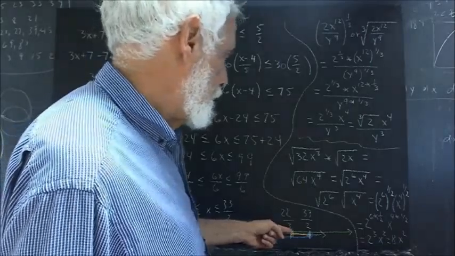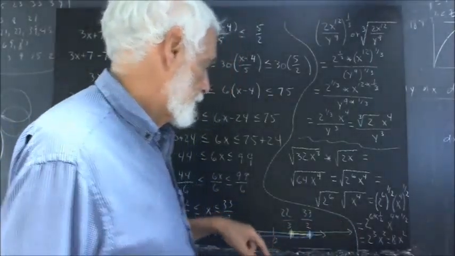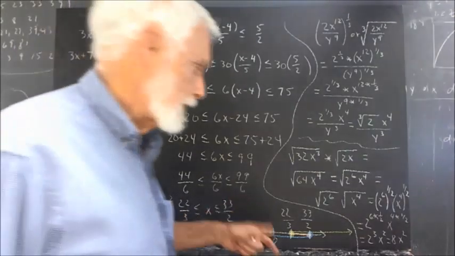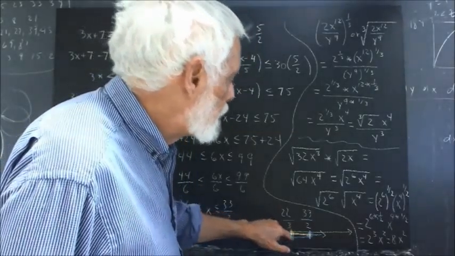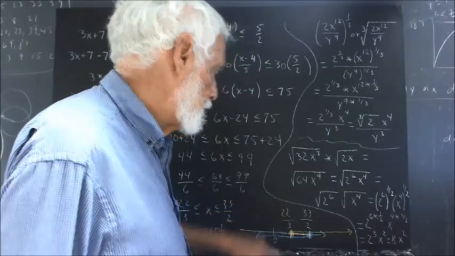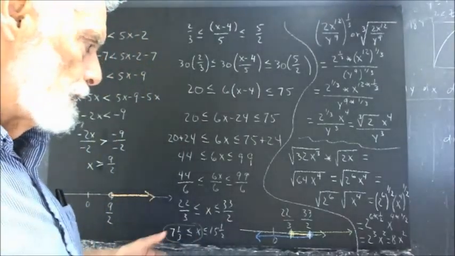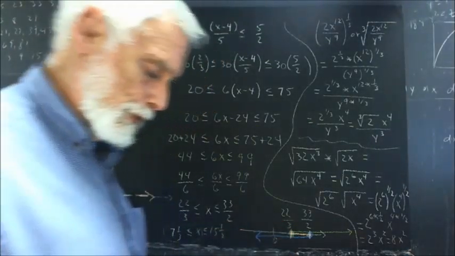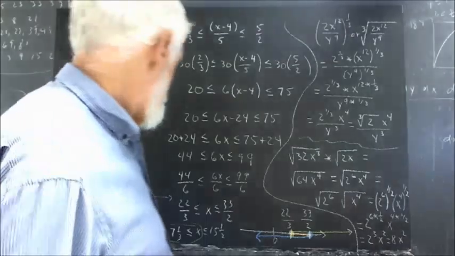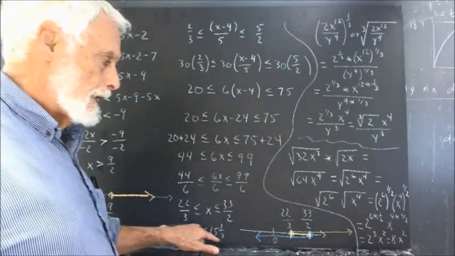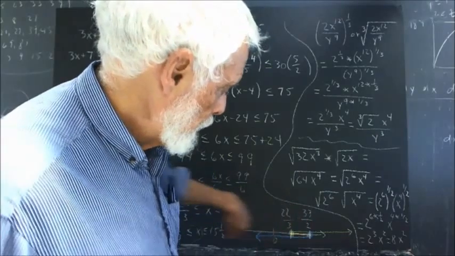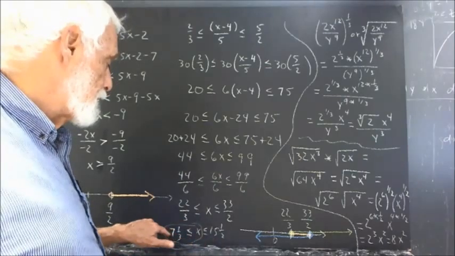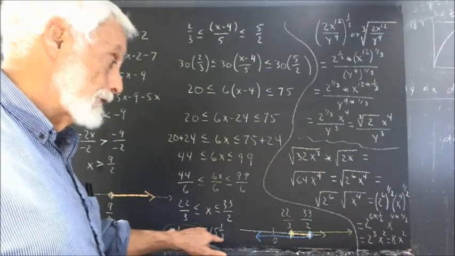Well, that's going to correspond to this green ray. I'm sorry, that's a ray beginning at the point here at 22 thirds. And actually that's not open, that's closed. It looks open to me, but I did shade it in. And then x is less than or equal to 15 1/2, x is less than or equal to our 33 halves. That would be this. Now it says this is less than or equal to x, and x is less than or equal to this.